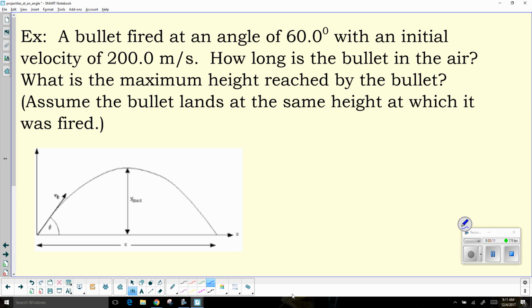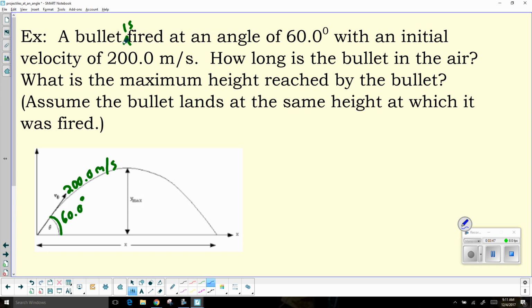Here's an example problem. A bullet is fired at an angle of 60 degrees with an initial velocity of 200.0 meters per second. How long is the bullet in the air, and what is the maximum height reached by the bullet? So let's fill in what we know here. Here's my initial velocity. It's 200 meters per second at an angle of 60.0 degrees.